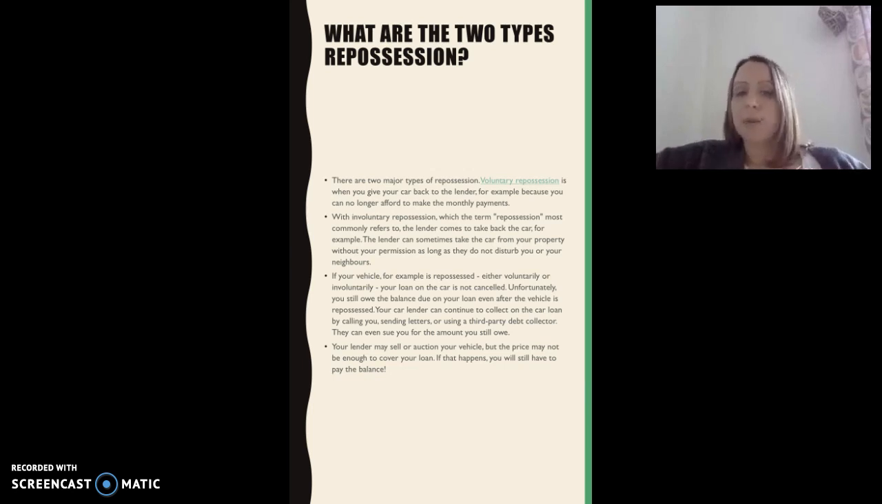And then you have involuntary repossession, which basically means that the lender can sometimes take the car from your property without permission, and this is what we always want to try and avoid. As long as they do not disturb you or your neighbours, they can just come along, grab the car and drive off with it. What we want is to be in full control of our costs and our expenditure, and if we're not able to meet them, then we identify that and voluntarily repossess any items which aren't deemed necessary.